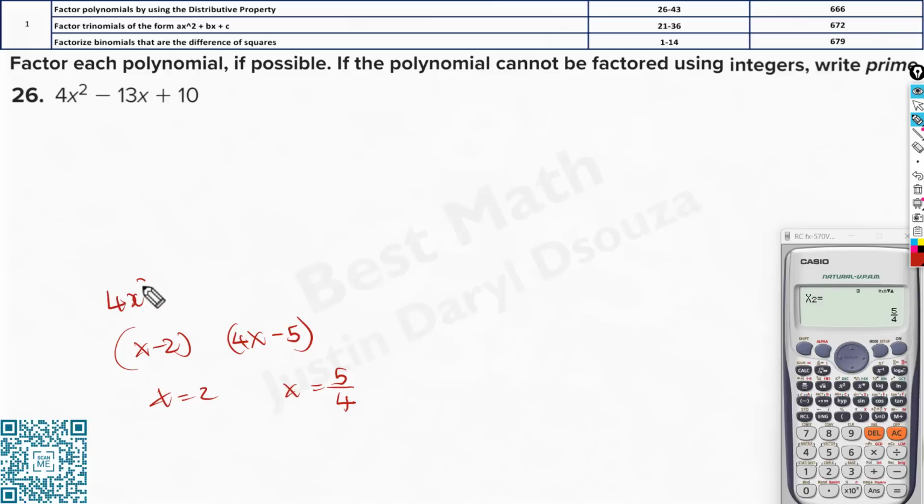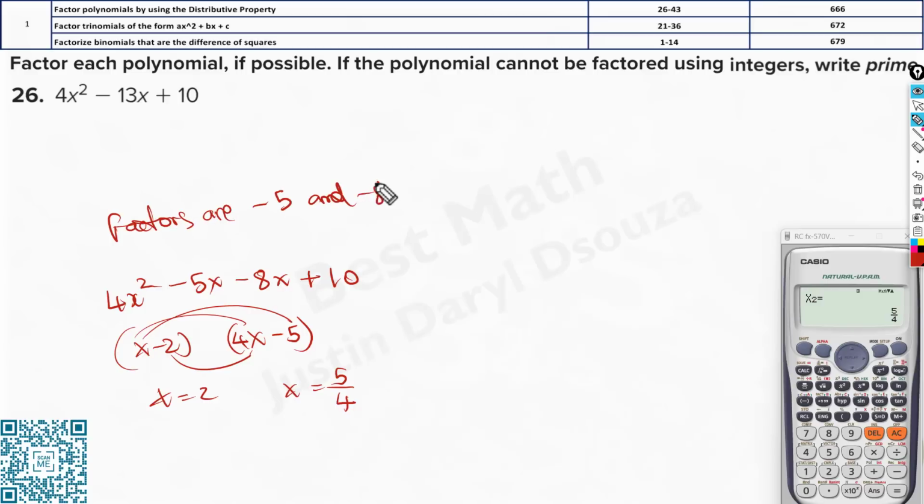Multiply them up, 4x squared here, and then negative 2 times negative 5 will be, oh no, sorry, I was confused a bit. So x times 4x is 4x squared, x times minus 5 is minus 5x. Then minus 2 times 4x is minus 8x. And lastly, we have minus and minus is plus 10. So this is it. Factors are minus 5 and negative 8.